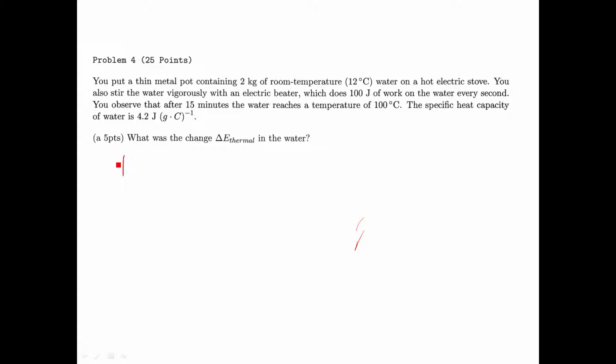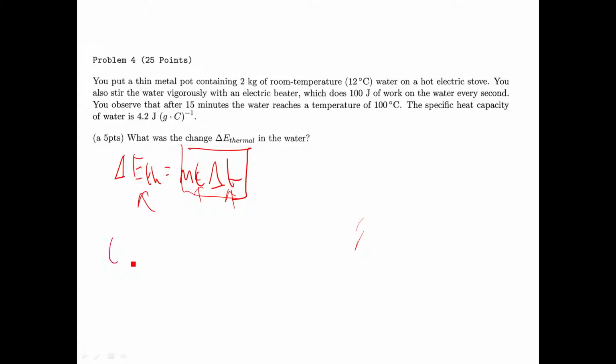So delta E thermal is going to be equal to mC delta T, right? mC, that's a capital C, by the way, delta T, which basically means that the change in thermal energy is going to be equal to the mass times the specific heat capacity of the object times the change in temperature that we're considering. We know all of these variables, so we can plug them in and find delta E thermal straight away. So let's go ahead and do that.